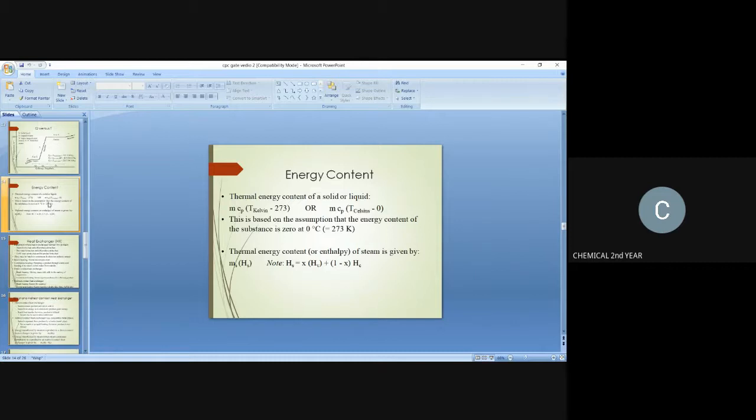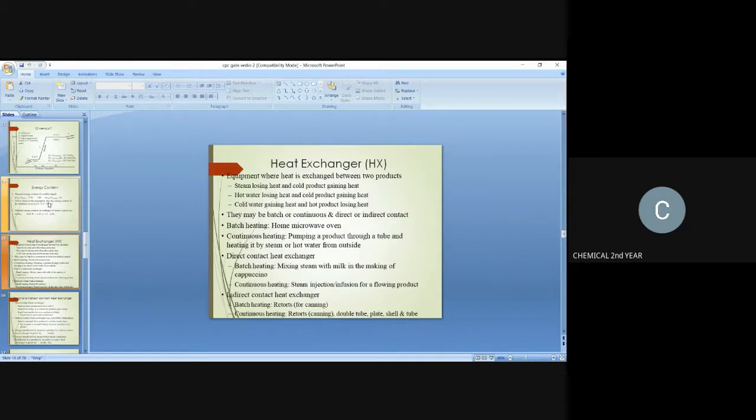Thermal energy content or enthalpy of a steam is given by m s Hs. Note Hs equals x Hv plus 1 minus x into Hc. Here Hv is an enthalpy of vapor and Hc is an enthalpy of condensate, and Hs is an enthalpy of steam. Next, heat exchanger. It is represented as Hx.